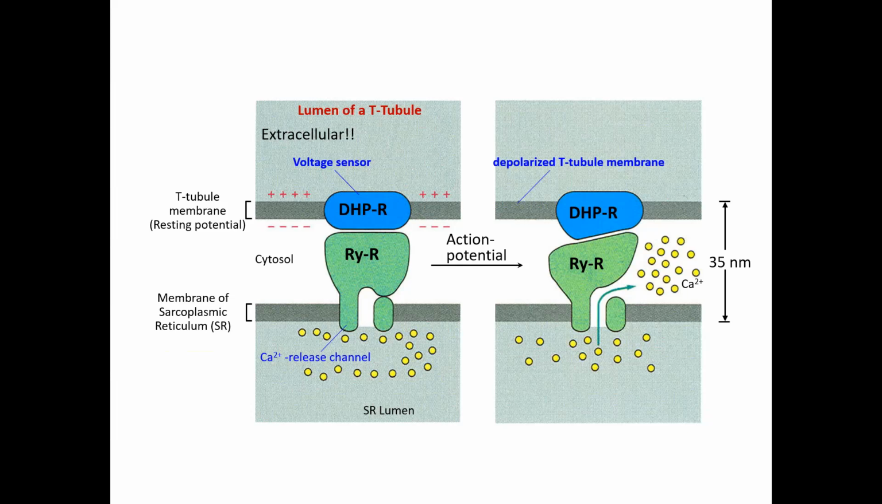contraction doesn't depend on the calcium concentration outside of the cell. It has its own calcium, which is released from the sarcoplasmic reticulum. Also, contraction is independent of extracellular calcium concentration, okay? Because this electrical potential or depolarization, through a conformational change, opens the ryanodine receptor and releases calcium.